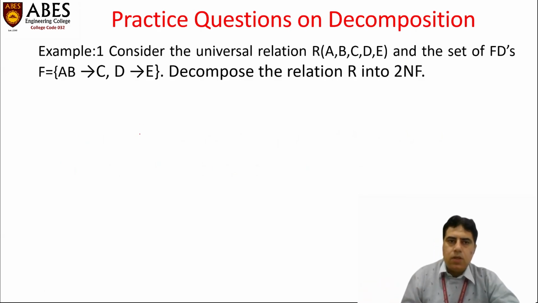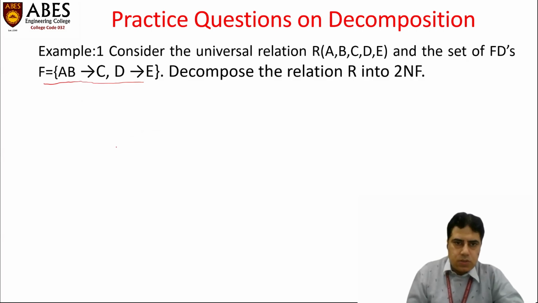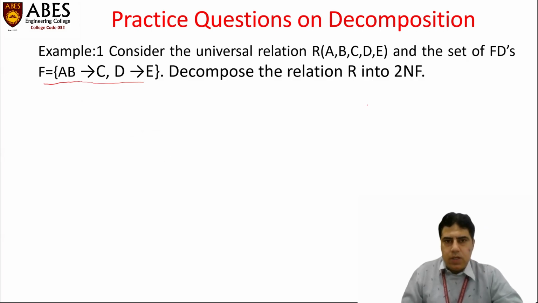So question number 1: consider the universal relation R(A, B, C, D, E) and the set of FDs given are AB determines C and D determines E. Now decompose the relation R into 2NF. When we do the decomposition, we start from 2NF because by default our table is in 1NF. Then we go to 3NF, and in the last BCNF. We will decompose the table.